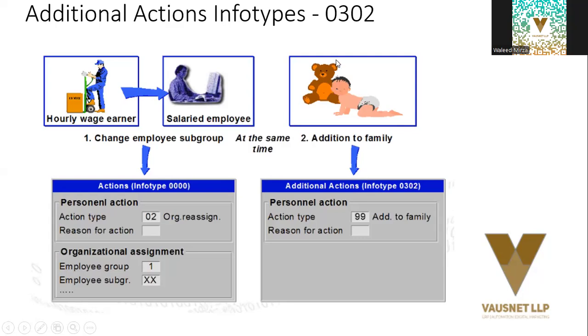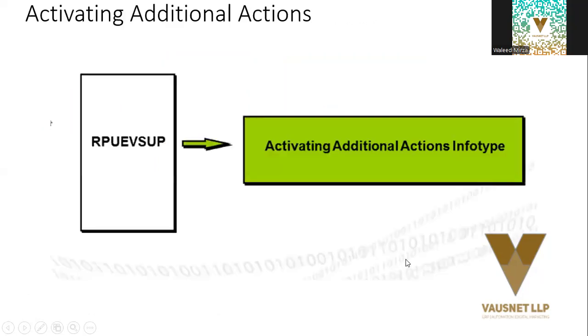Also, this info type takes care of addition to the family. It takes the action of certain sequences, like over here action type is 02. This is organization reassignment. Okay, and the reassignment actually happens and it gets shifted. Over here, the action type is 99, where, of course, the addition to the family is recorded. Okay. This is the report that we will be looking at. To see a report, of course, we have some transactions to see a report. This is the program.